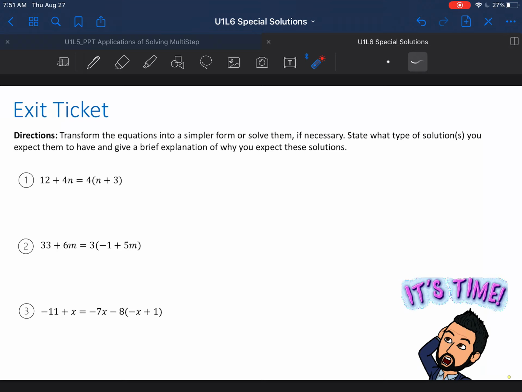You are going to transform the equations into a simpler form or solve them. State what type of solutions you expect them to have, and give a brief explanation of why you expect these solutions. 2 parts. What type of solutions and why. Everyone, there are 3 questions. It's time for your exit ticket. Let's get going.